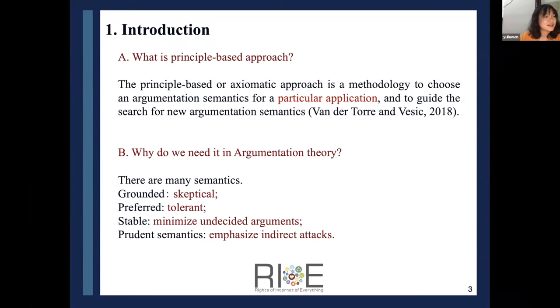undecided arguments. And then after Dung's theory, there are many other semantics like the prudent semantics, semi-stable semantics, ideal semantics, and so on. And different application domains may require different styles of reasoning reflected by different semantics flavors. That's why we need a principle-based approach to help us distinguish different kinds of semantics in different scenarios. Then, why did we choose BAFs?